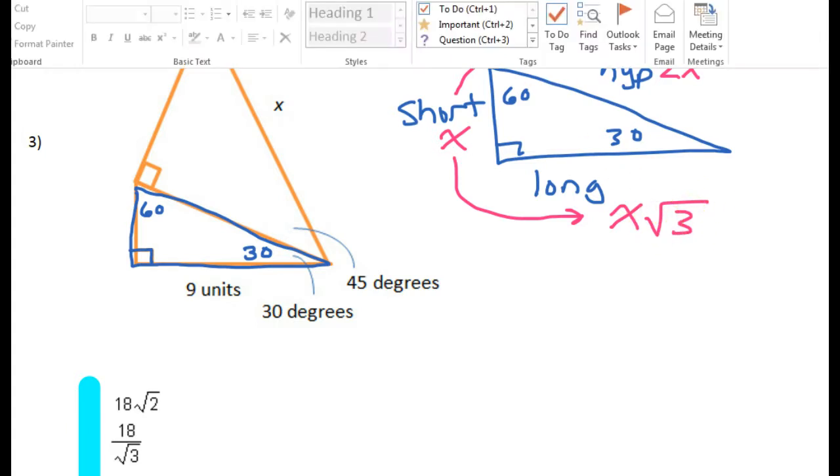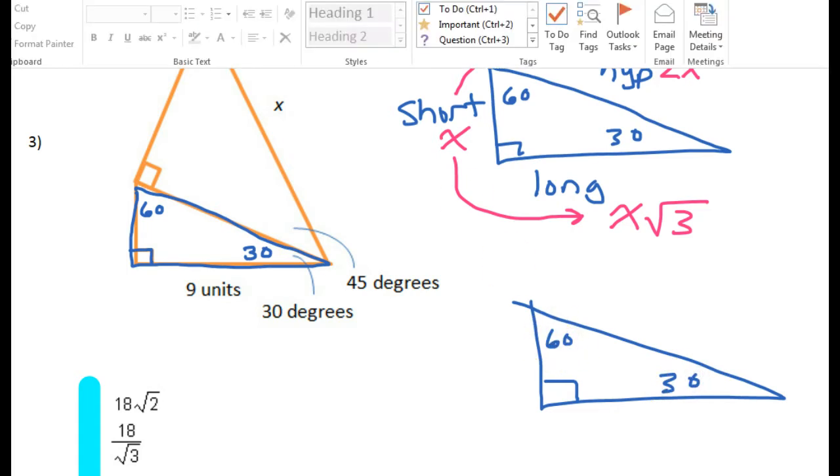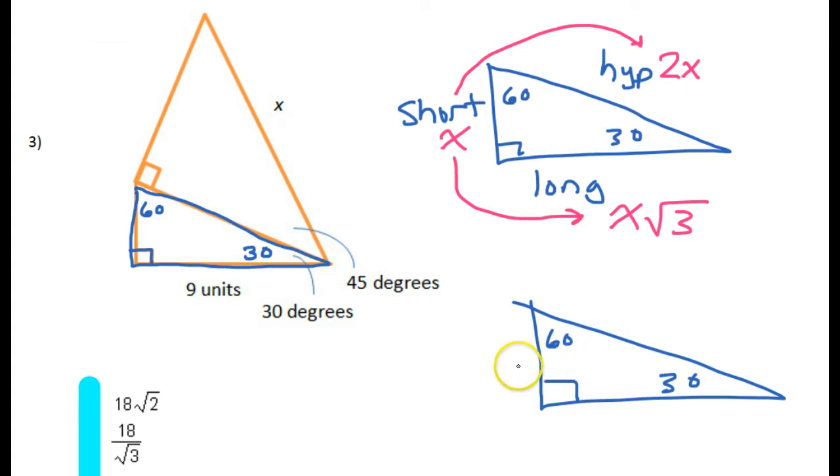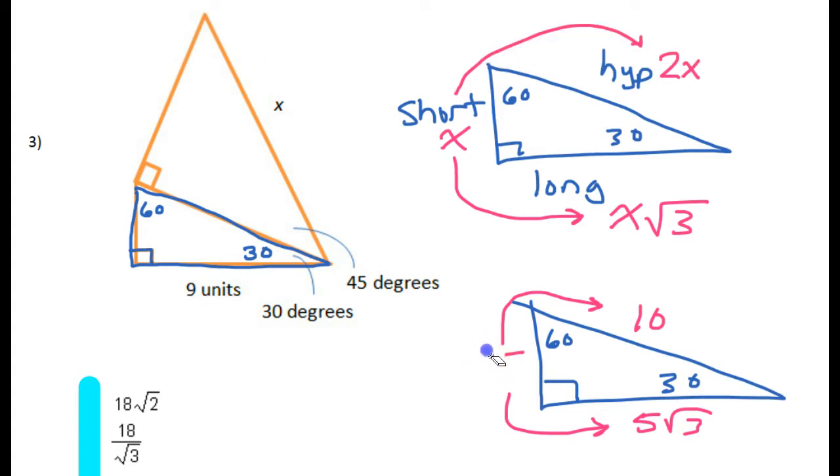So just for example, and I know this is more than 30 seconds. I guess I misled you a little bit. I apologize. But students forget this information. So let's say I told you that the short leg was 5. Double it and it will give you the hypotenuse. Put a radical 3 on it and it's the long leg. So 5 radical 3.